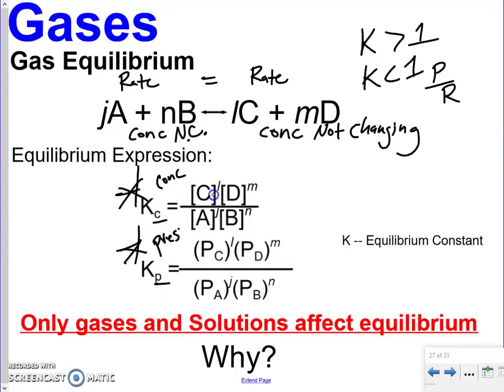But notice it's the same thing. We have our products, C and D, raised to their coefficients, so L and M here, divided by our reactants, A and B, raised to their coefficients. So exact same setup. The only difference is what we're calculating, Kc versus Kp.